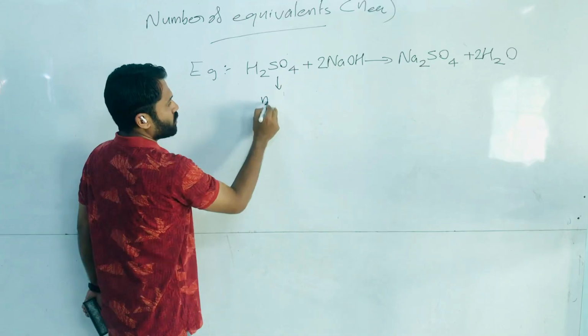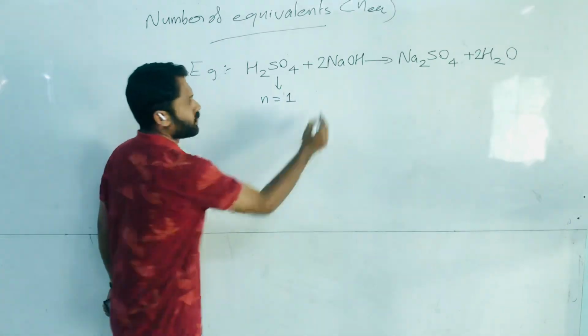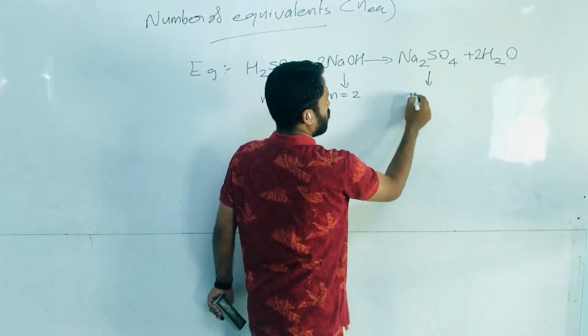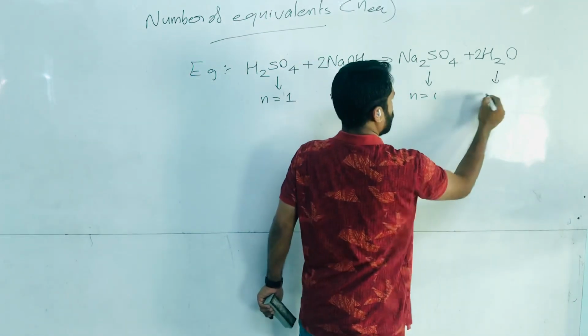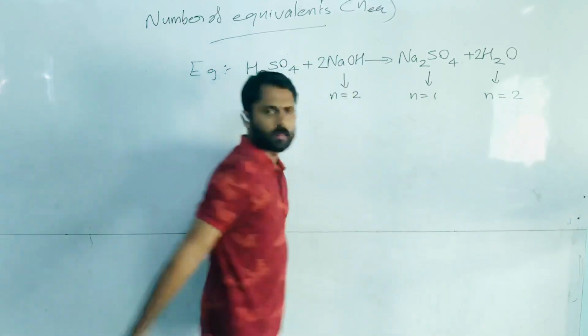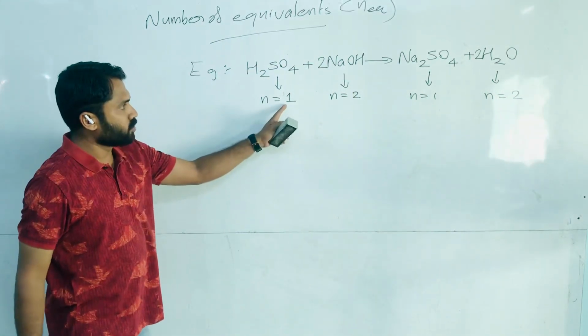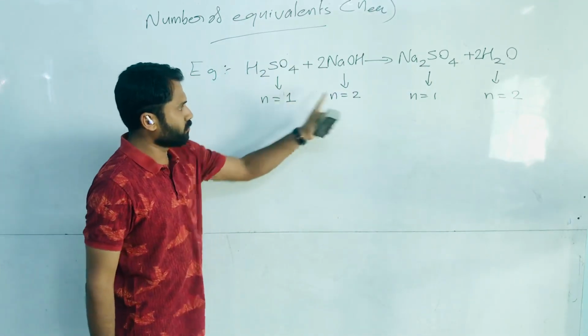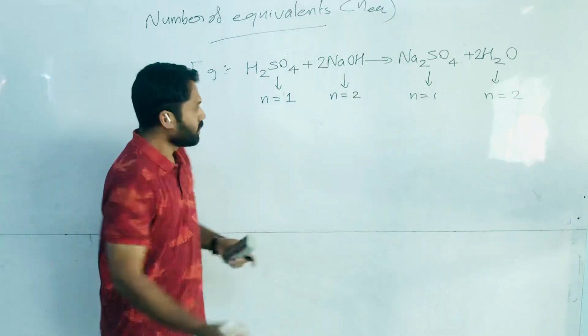Number of moles of H2SO4 equals 1. Number of moles of NaOH equals 2. Its number of moles is 1 and its number of moles is 2. The number of moles of reactants and products vary: 1 for H2SO4, 2 for NaOH, like that.